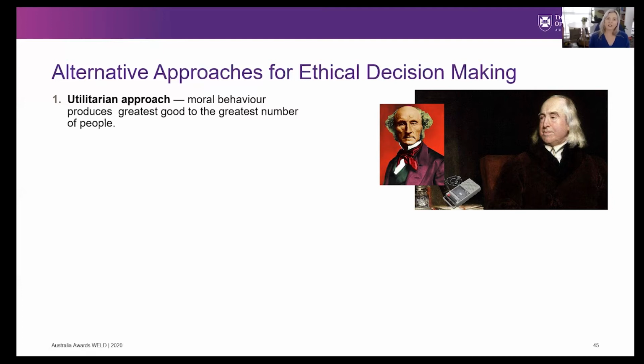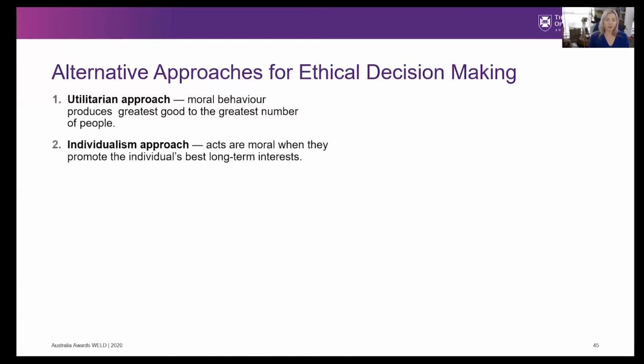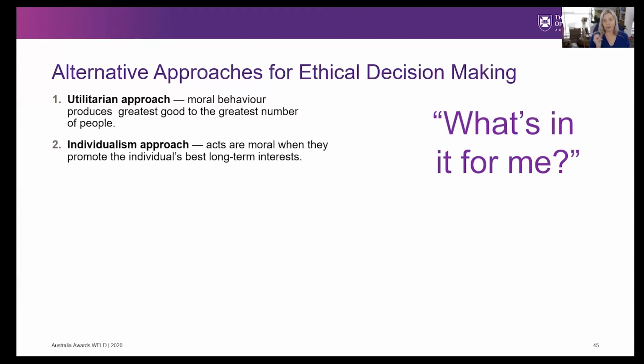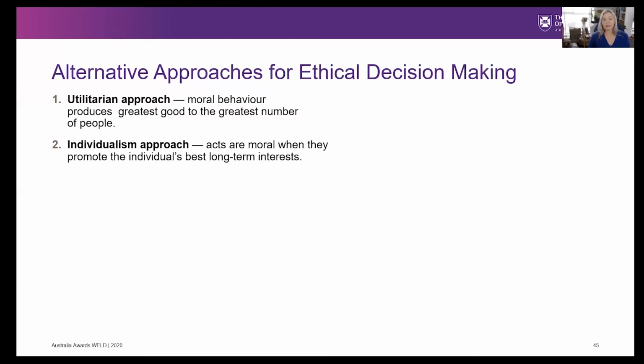Under this approach, a decision maker is expected to consider the effects of such decision alternatives on all parties and select the one that optimises the benefits for the greatest number of people. The individualism approach contends that acts are moral when they promote the individual's best long-term interests. In theory, with everyone pursuing self-direction, the greater good is ultimately served because people learn to accommodate each other in their own long-term interests. Individualism is believed to lead to honesty and integrity because that is what works best for everyone in the long run.